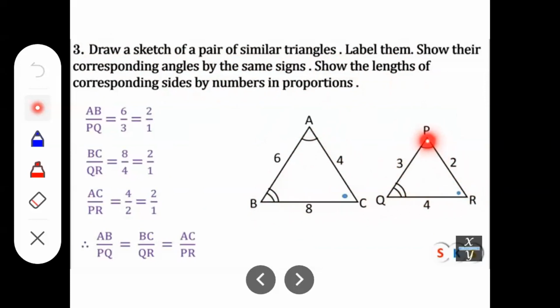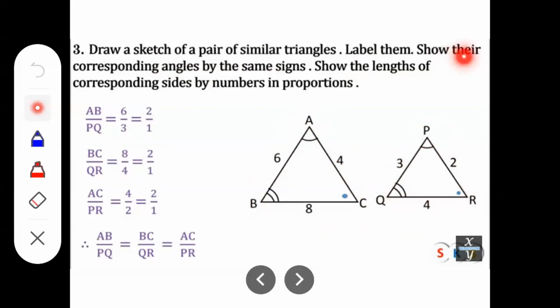As those are similar, they are not equal in size. They are only similar-looking figures. So first we complete that sketch of a pair of similar triangles. Here the sketches are done. Now label them. The labels are A, B, C and triangle PQR.